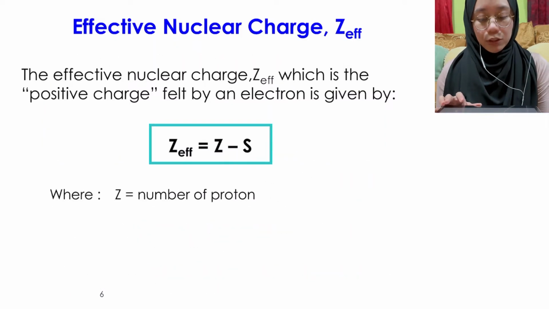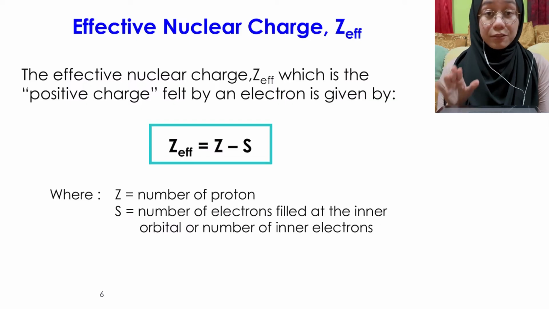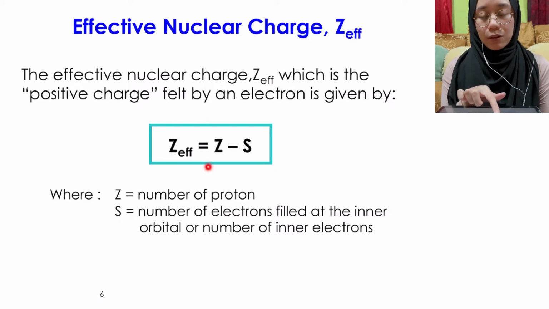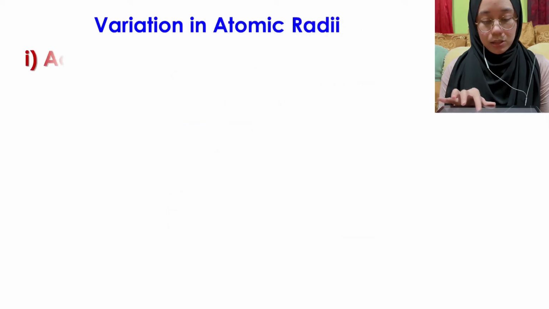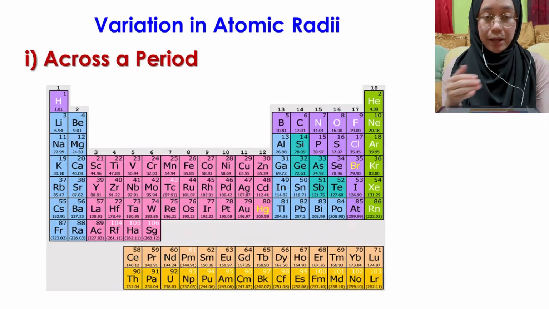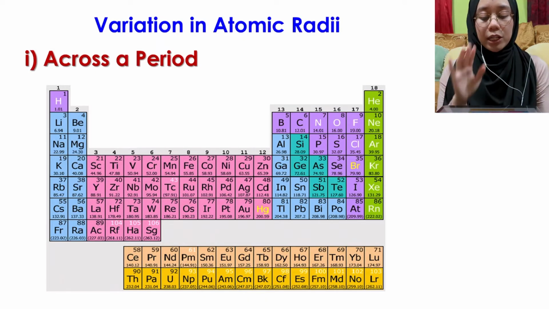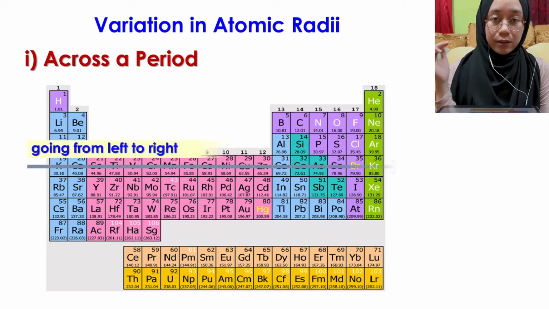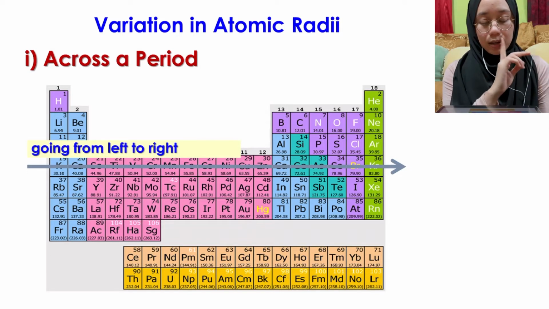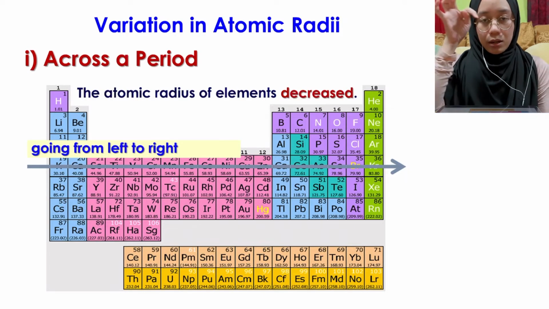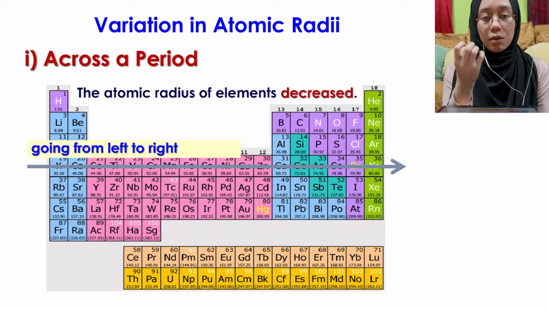And then the effective nuclear charge, which is the positive charge felt by electron. So macam tadi Miss dah tunjuk kamu formula ni kan, ZEF equals Z minus S. Nanti kita tengoklah apa dia yang satu lagi factor tu, which is the screening effect. Okay, but now let's have a look at the variation of atomic radii across period. So across period ni we go from left to right of the periodic table. As we go left to right, what happened to the size is dia akan menurun. So the size becomes smaller.